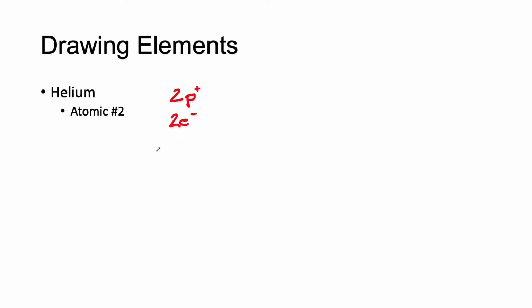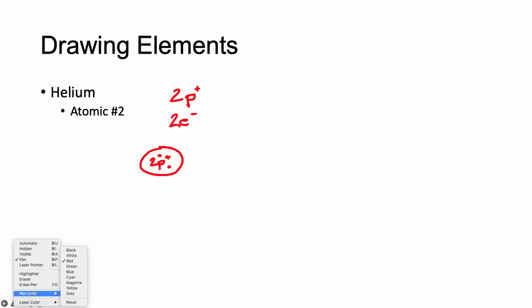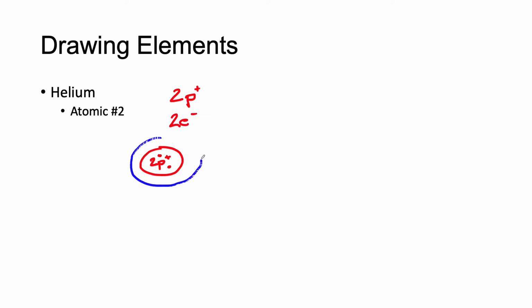So go ahead and get out a pen and paper and draw along with me. I'm going to make the nucleus here, and I'm going to put my 2 protons inside the nucleus. Now, we're going to also draw the electrons. I'm going to change color, let's do blue. The electrons, remember, go in an orbital or a shell around the nucleus. So there's my shell, and here's 1 electron, and here's another electron. So this is what helium would look like. We have 2 protons in the nucleus, and 2 electrons orbiting around it.